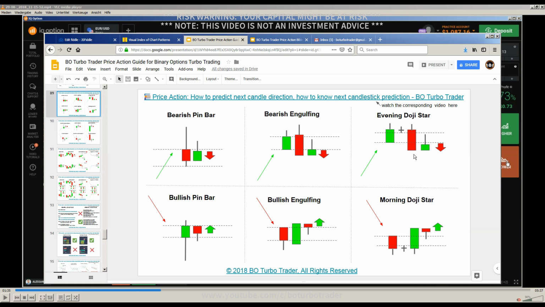That is also only an ideal form, because every evening star looks different. There can be more candles in between, there can be everything. But you have this evening star, and then you get this kind of weak candle. This kind of weak candle.